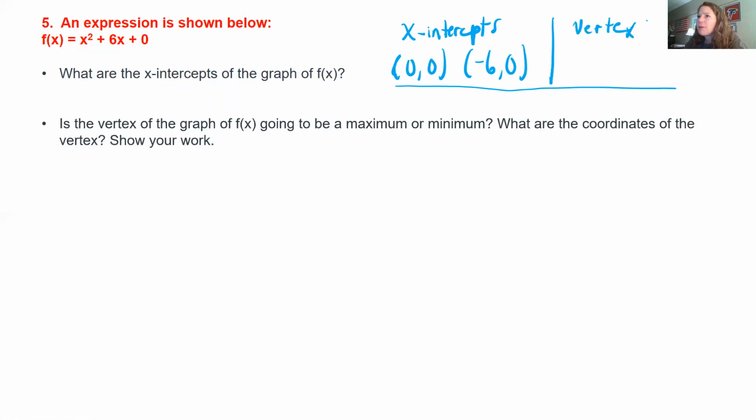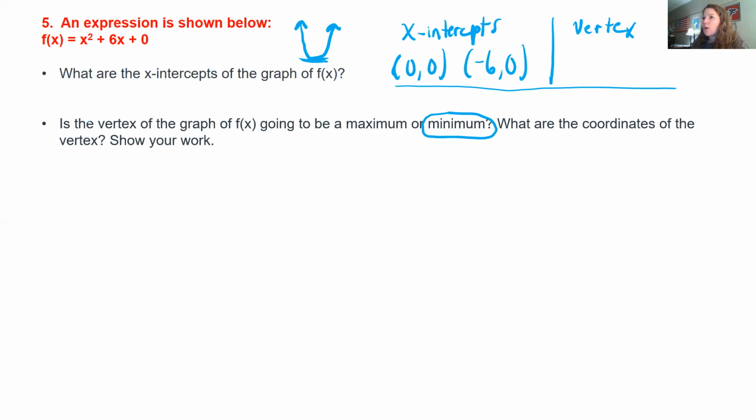And now we want to know what the vertex is. So let's look at the next problem. Is the vertex of the graph of f of x going to be a maximum, which means the highest point, or a minimum, which is the lowest point? Well, when you have a smiling parabola, these two lines will go up forever, right? So there's no maximum, but there is a minimum. So with happy parabolas, you would have a minimum or a lowest point, which is going to be your vertex.